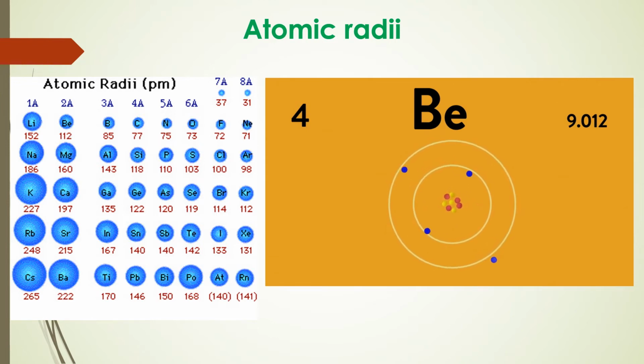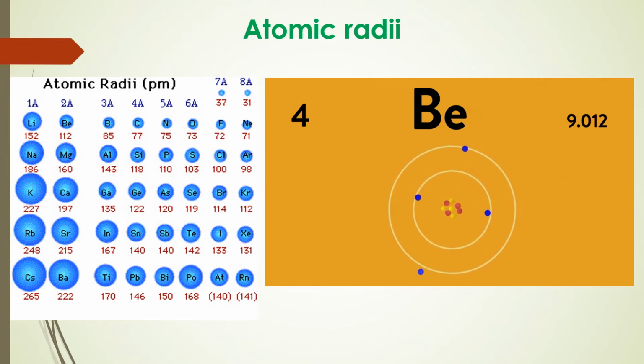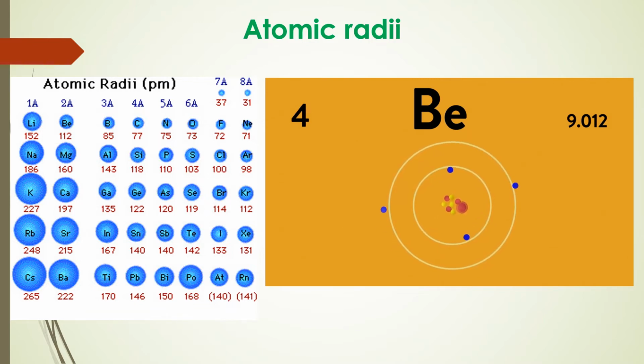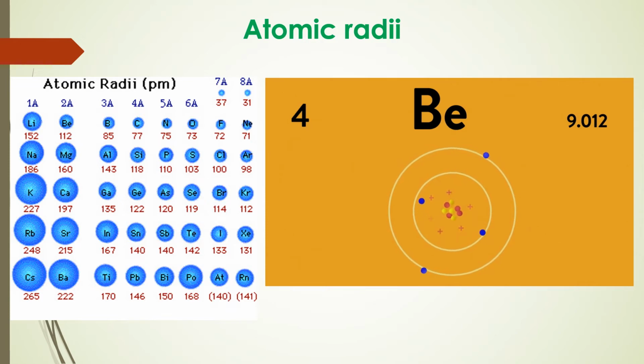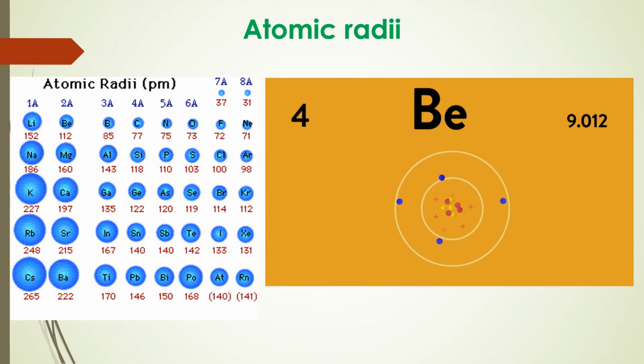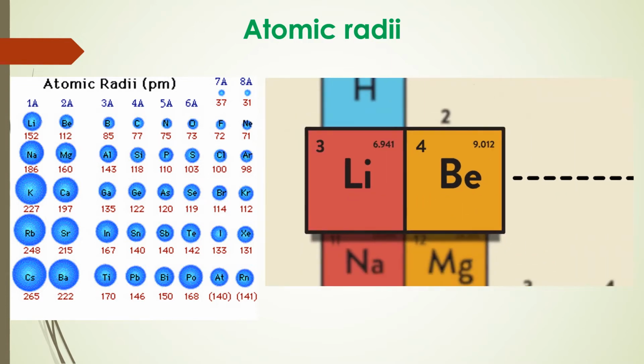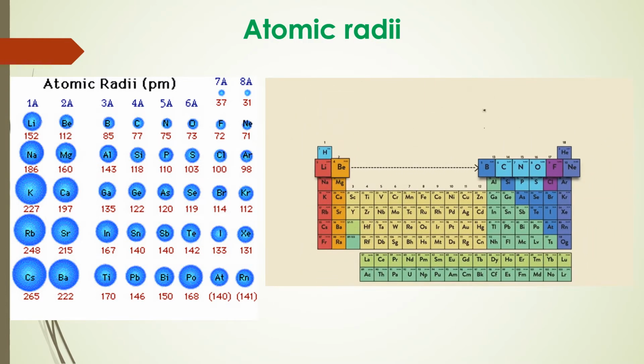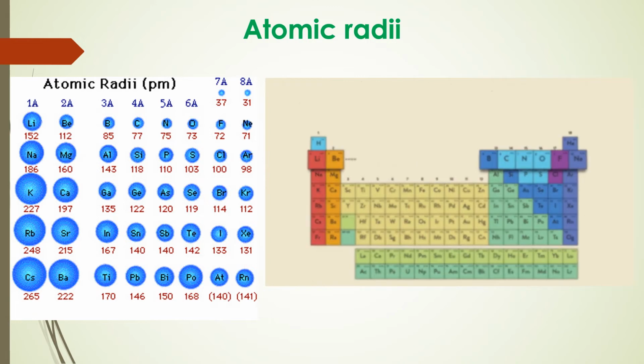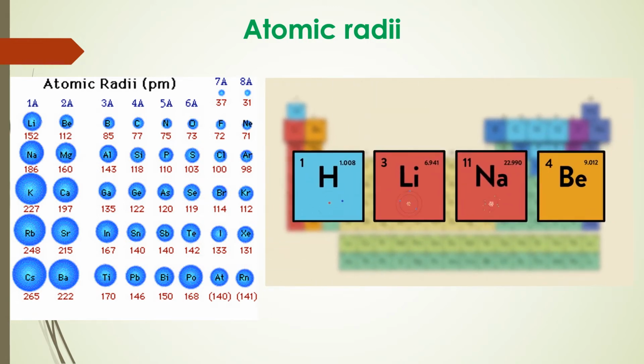However, beryllium does have a higher effective nuclear charge because of that additional proton. This increased positive charge in the nucleus causes electrons to be pulled in more strongly, resulting in a smaller atomic radius. So as you continue to travel across the period, the atomic radius continues to decrease. As you can see from the examples provided, the atomic radii change in predictable ways throughout the periodic table.